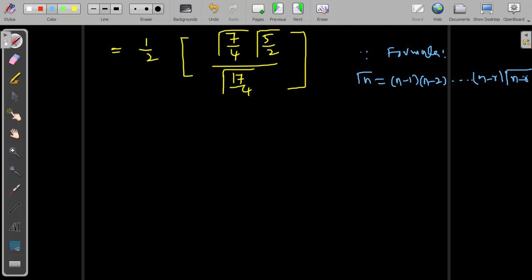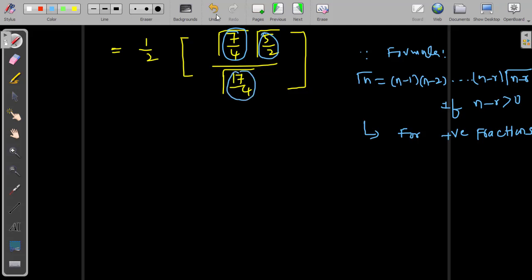So provided this is r, if n minus r greater than 0, you can extend gamma n in this format: n minus 1 times n minus 2 times ... n minus r times gamma of n minus r, until n minus r value is greater than 0. This rule is applicable only for positive fractions. If the fraction is positive only, we can apply this rule, because this is a positive fraction, this is a positive fraction. That's the reason we apply only this rule.